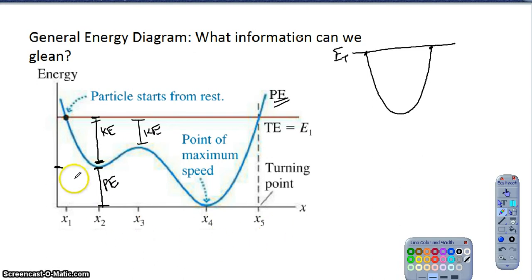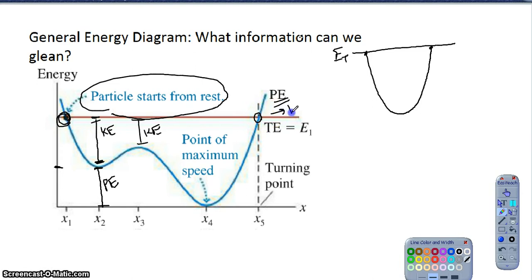If I start to look at this graph, it tells me a lot of information. The first thing, as we can see it identifies up here, is when the system would be at rest. When all of the energy is potential, anytime this blue curve intersects the red line, then all of the energy is potential energy, and therefore there's no kinetic energy.